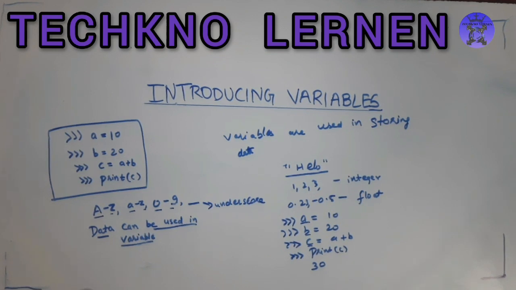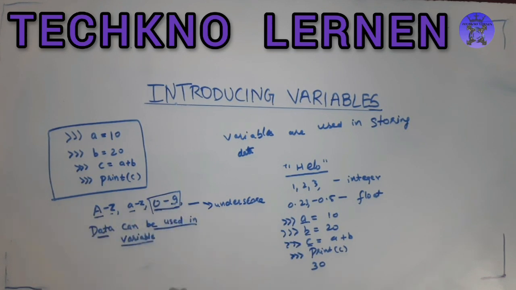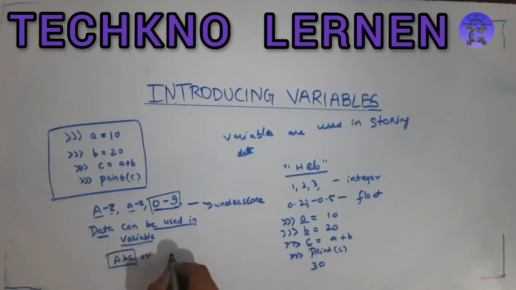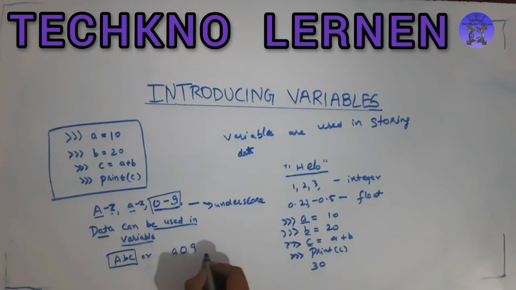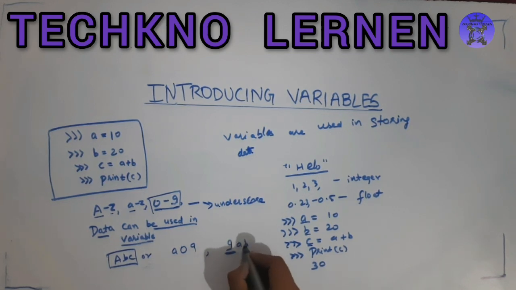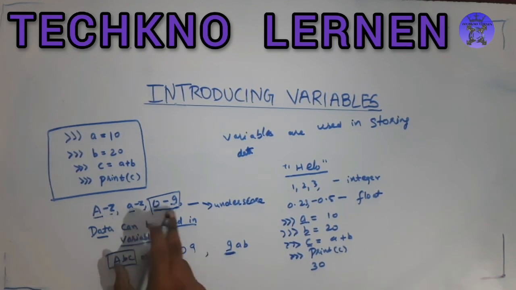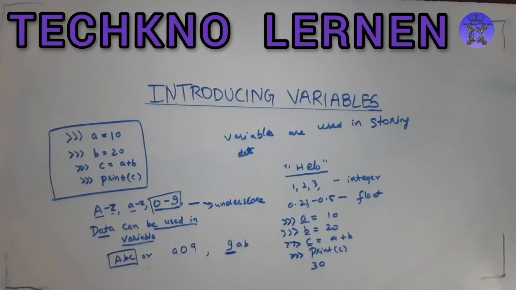And one more thing to be noted is that you cannot use a digit as the first character of a variable. That means you can use variables like a, b, c, or you can use this as a variable, or you can even use a09, but you cannot use a variable starting with a digit like 9ab. You cannot use a variable which starts with an integer from 0 to 9. So friends, that is all about variables.